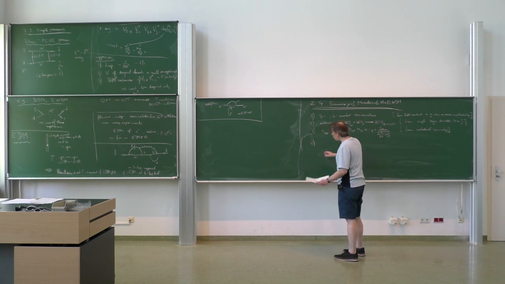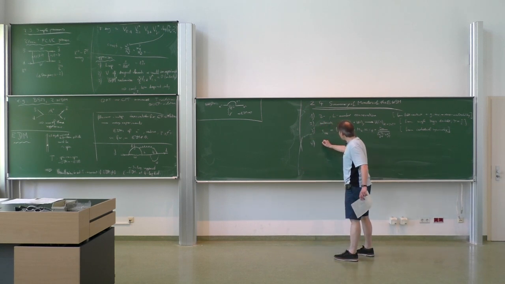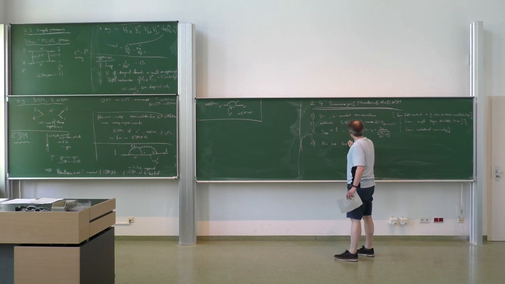Then, regarding three generations, there is no tree-level flavor-changing neutral current.